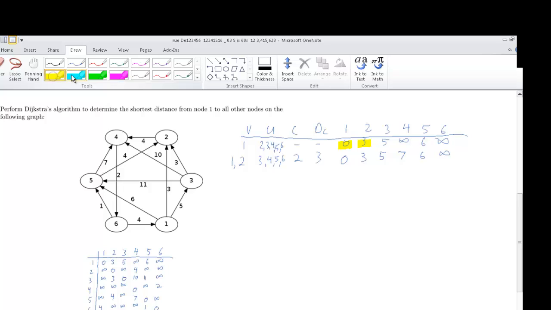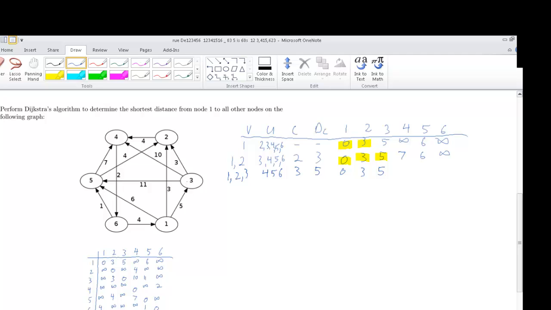So now we continue our algorithm. We already looked at 0, we looked at 3, we look at the shortest distance, which is 5. So now we're going to visit 3. So 1, 2, 3 are visited. Unvisited is 4, 5, 6. Current node 3. The distance to current is going to be 5. 0, 3, 5 carries down.